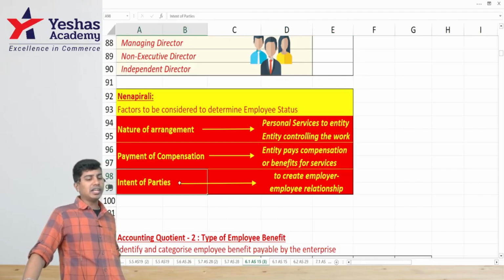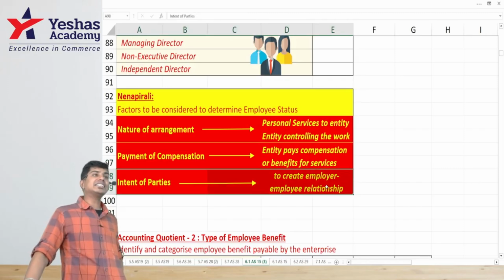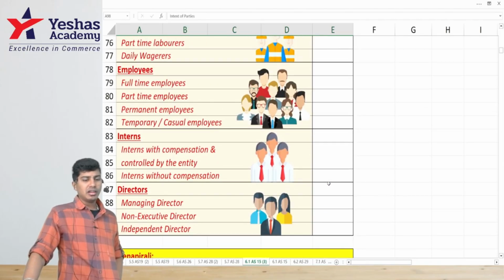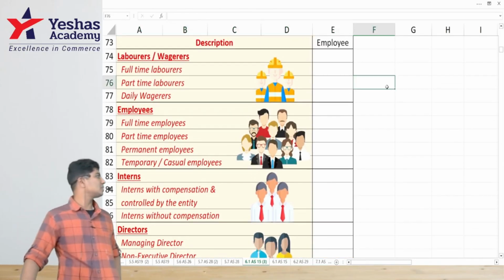Okay, read the last one. Intent of the parties. The intention should be to create an employer-employee relationship, whether an agreement is there or not. Come on, read this. Help me. Are they employees or not?